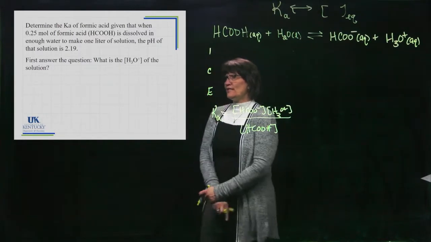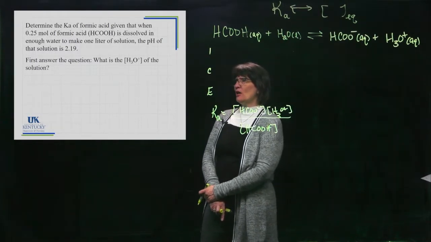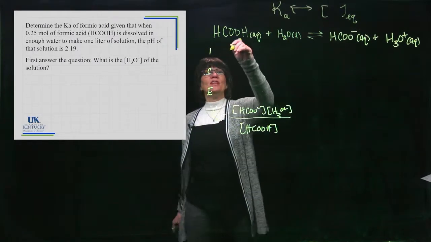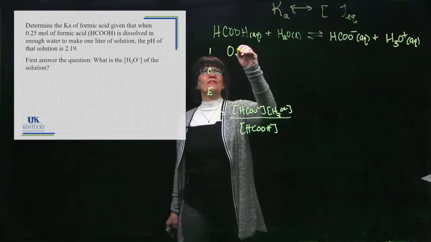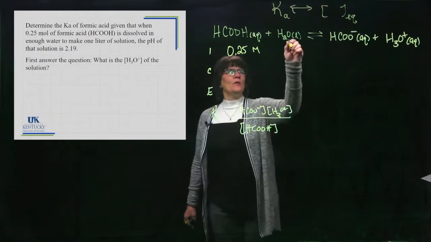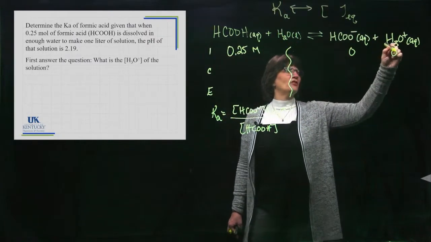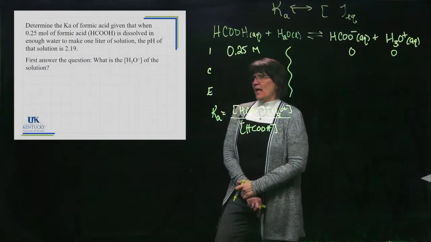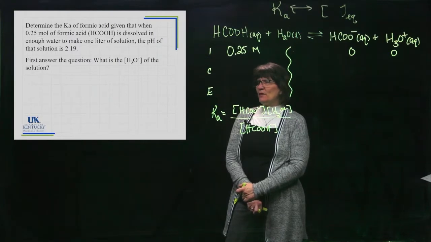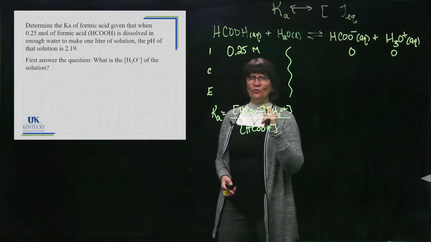All right, what do they tell me? They tell me how much formic acid was dissolved in water enough to make 1 liter. So I was given 0.25 divided by 1. That's the concentration, okay? I don't care about water, so I'll leave it out. And this is 0, and this is essentially 0, okay? Then I go through there, and they tell me one other piece of information. They tell me the pH of the solution.